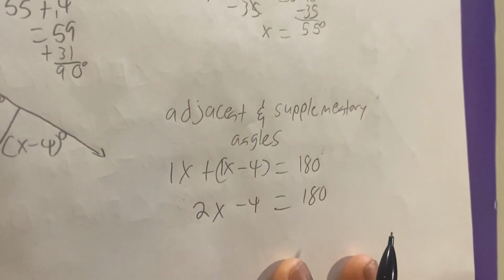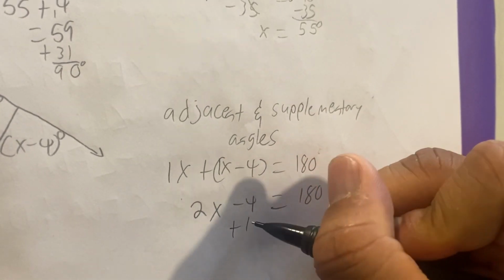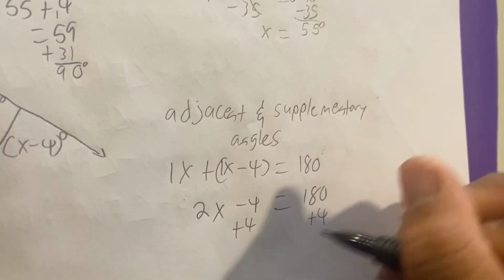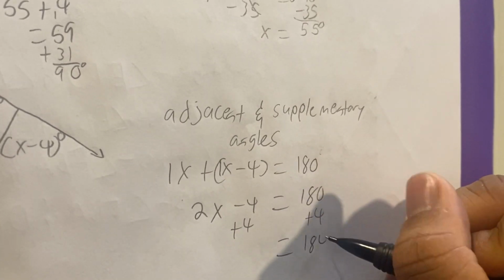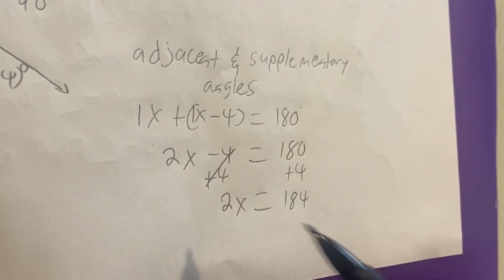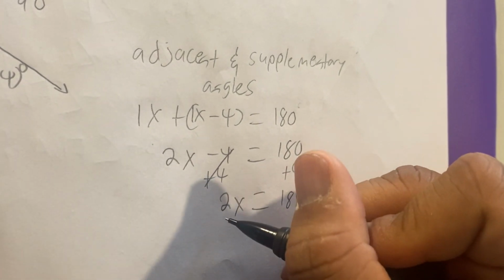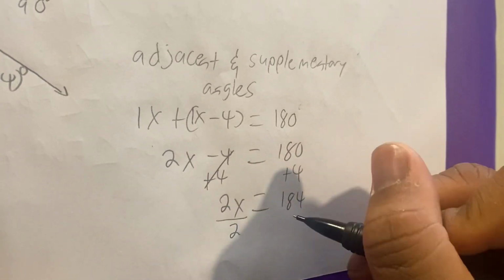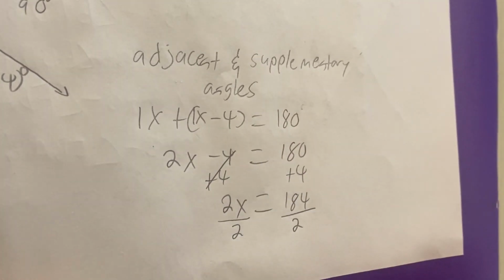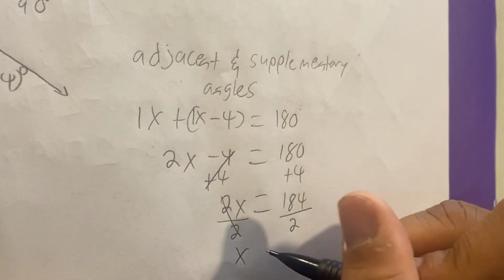Now, in order to get x by itself, we have to get rid of this minus 4. So we're going to do the opposite by adding 4 on both sides. That's going to equal 184. These cancel, which leaves 2x. Then to get x by itself, since 2 is being multiplied by the x, we're going to divide this 2x by 2 and divide the 184 by 2 as well. These cancel each other out, and it's just going to equal x.